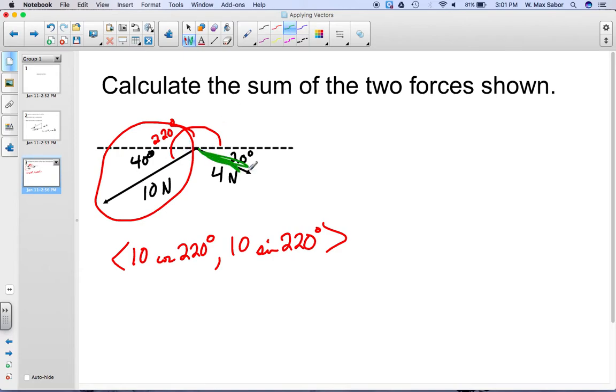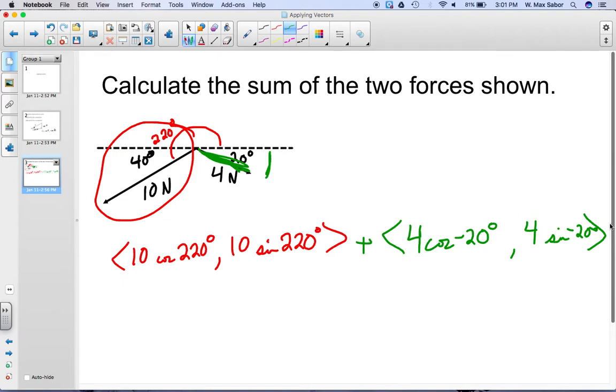If we want to describe the green vector, that is 4, and I'm going to treat this as a negative angle of 20 degrees. So 4 cosine of negative 20 and 4 sine of negative 20 degrees.